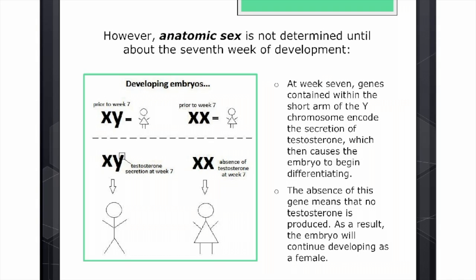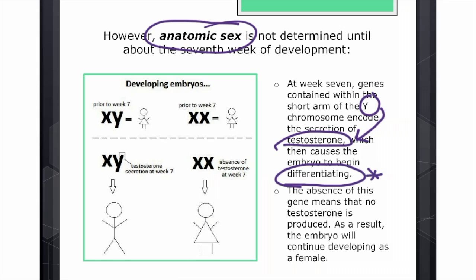However, the anatomic sex is not determined until about the 7th week of development. This refers to whether the physical male or female reproductive structures are going to be formed. So we're looking at, is there a penis produced, are there testes produced, etc. At 7 weeks, genes contained within the short arm of the Y chromosome encode the secretion of testosterone. We need to understand that the Y chromosome is linked to the production of testosterone, which causes the embryo to start to differentiate.